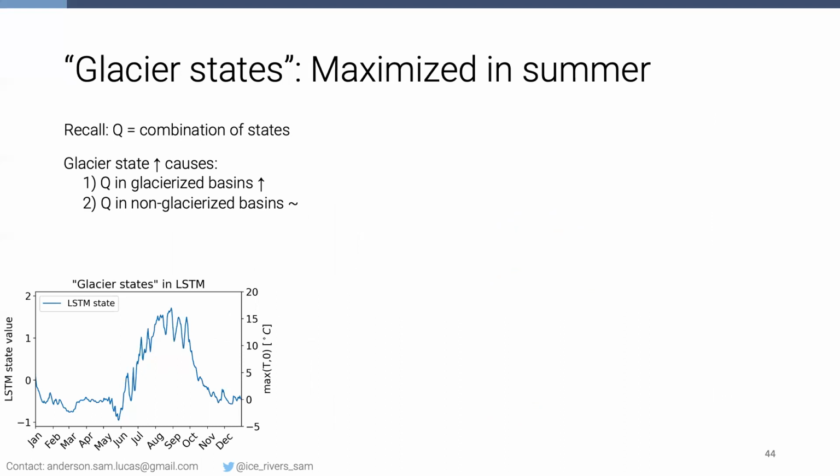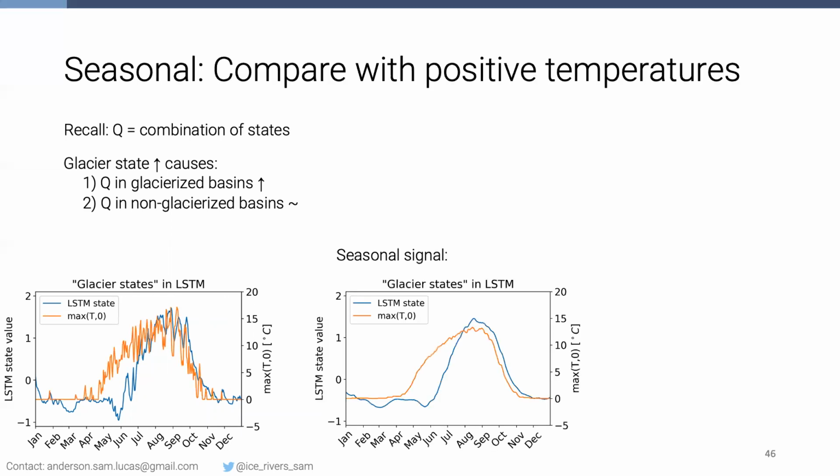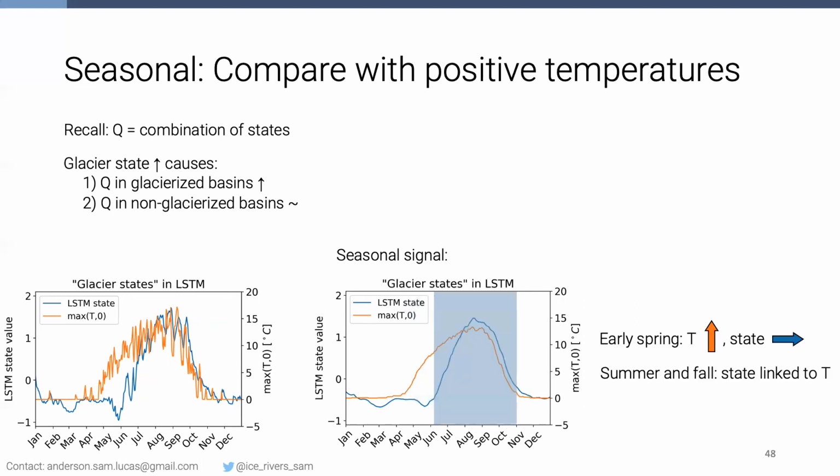Recall that streamflow is a combination of these states, and so an increase in the glacier state value causes an increase in streamflow in glaciarized basins, but not in non-glaciarized basins. What we can do is compare this glacier state pattern with what we suspect drives streamflow in glaciarized basins in summer. So that might be positive temperatures. And positive temperatures look like this. If we consider the seasonal cycle of both of these signals, as shown here, we can see that in early spring, temperatures rise, but the LSTM states do not initially respond. Then, through summer and into fall, they are apparently more linked, and the LSTM state decreases when temperature decreases.